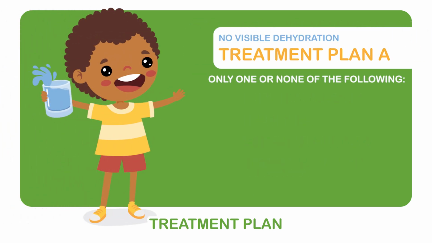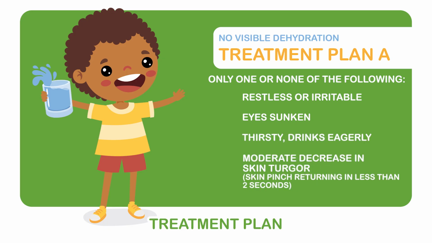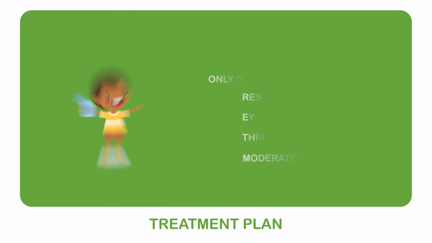No visible dehydration is when a child has only 1 or none of these symptoms: restless or irritable, eyes sunken, thirsty, drinks eagerly, moderate decrease in skin turgor by slow skin pinch returning in less than 2 seconds. Then this can be classified as Plan A.